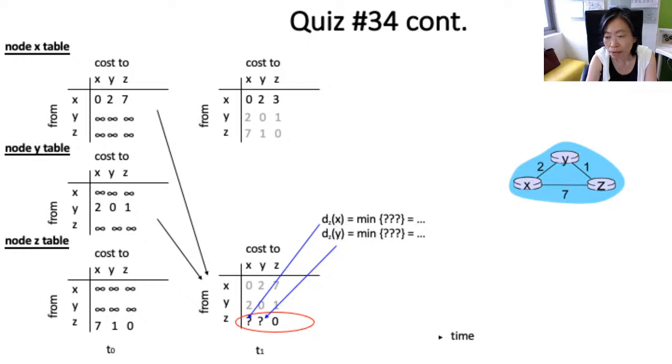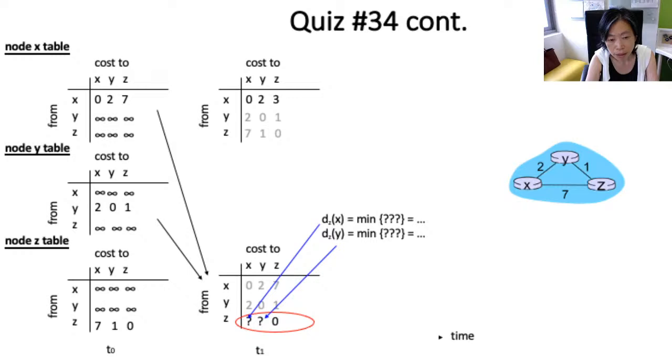Y to x, going through neighbor x, so link cost 2, and then dxx, which is 0. Similarly, y to x, but going through neighbor z, link cost y, and then dzx, 7. So 1. Wait.